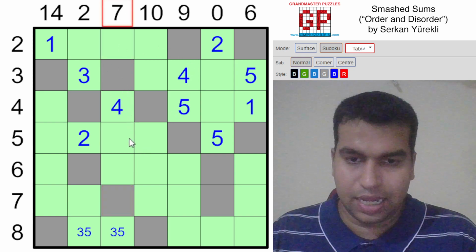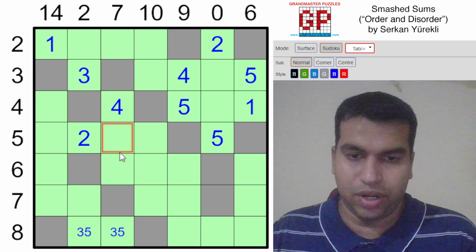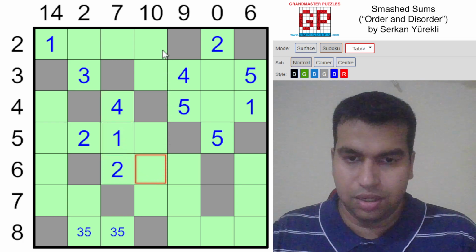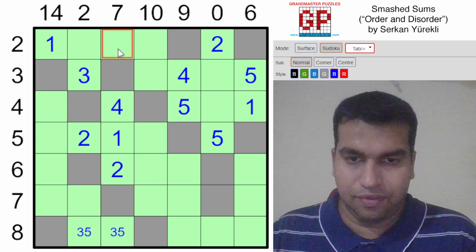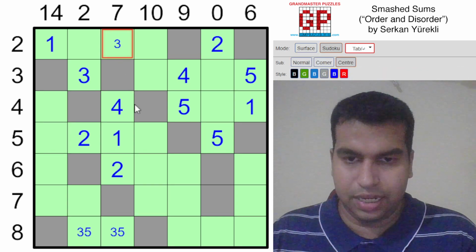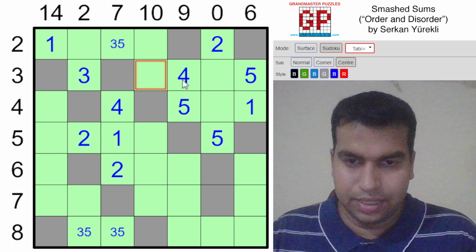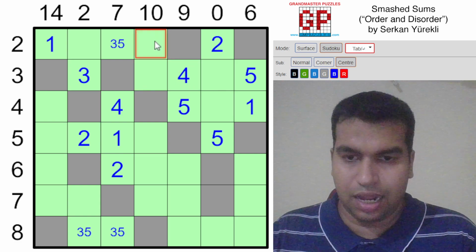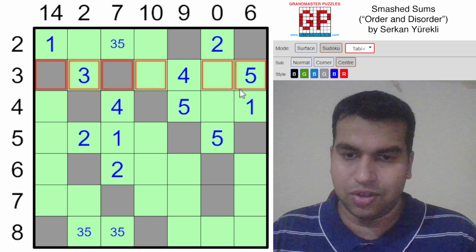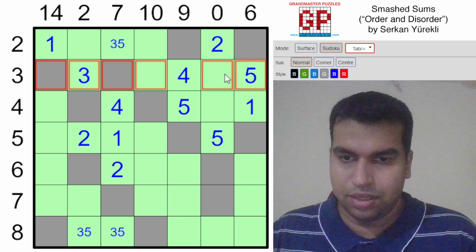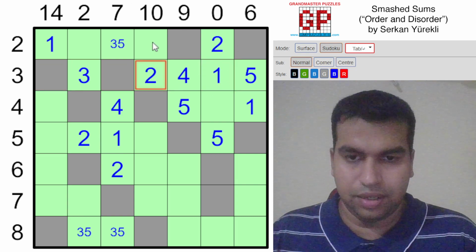This 7 means that these 3 cells have to be 4, 2, and 1. So we get a 2 and a 1. And that means a 3 and a 5 are outside. This 10 means that the outside clues, actually we can just look at this row. So this row, you need a 1 and a 2. So 1 here and a 2 here.